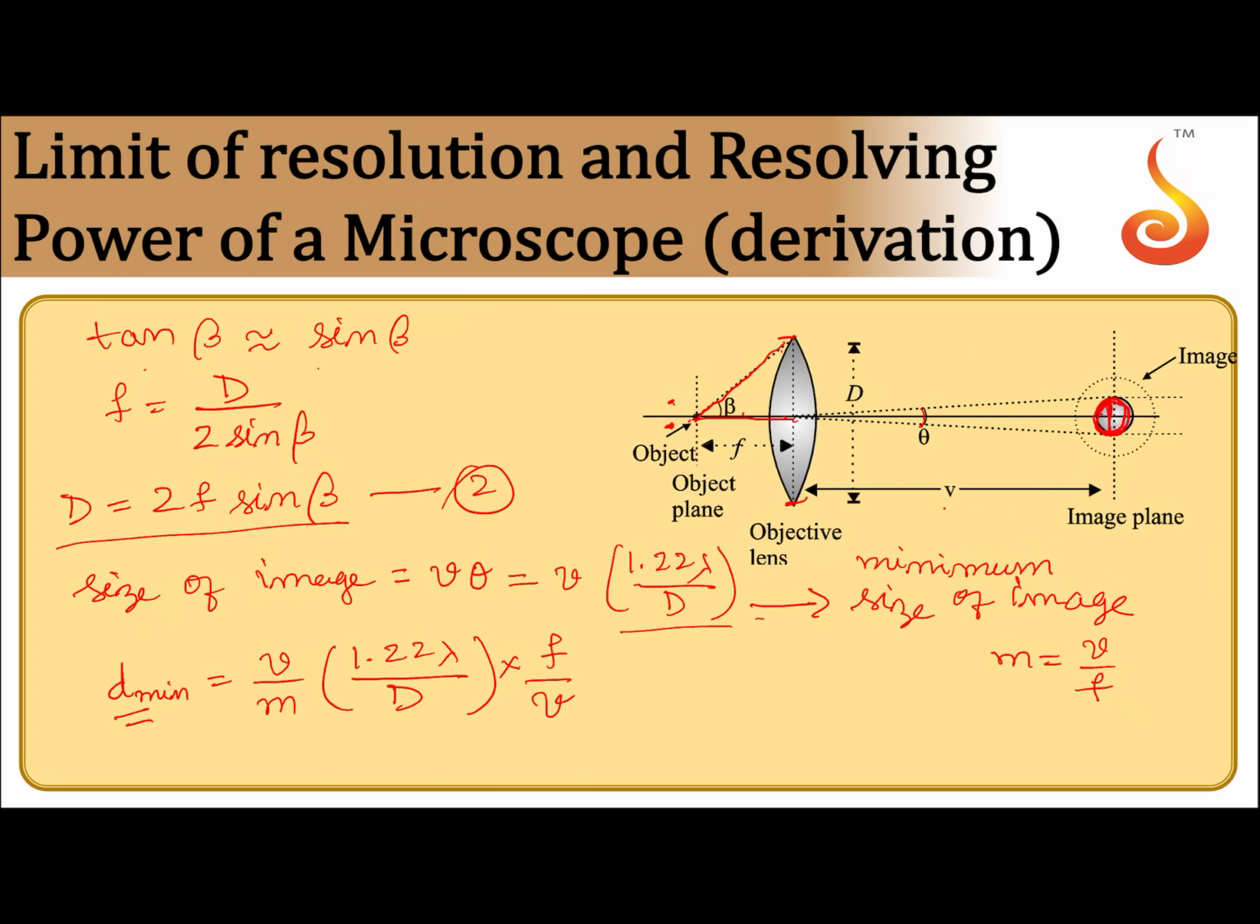or d is equal to 2f sin beta. Now if theta is the angle subtended by the image at the objective, then V into theta will give you the linear size of the image. Size of image is V into theta. V is the image distance, theta is 1.22 lambda divided by d. So this should be the minimum size of the image at the image plane, so that the two objects are seen to be just resolved. Then we know what the size of the object at the object plane should be. Magnification is V by F. We had proved it.